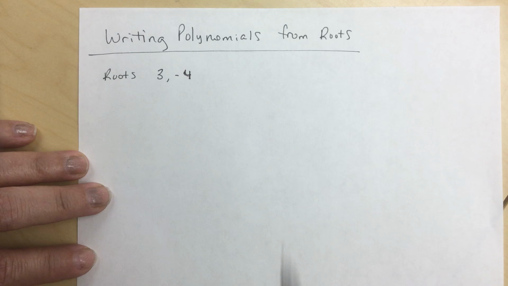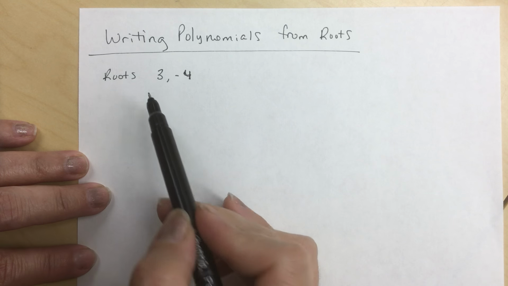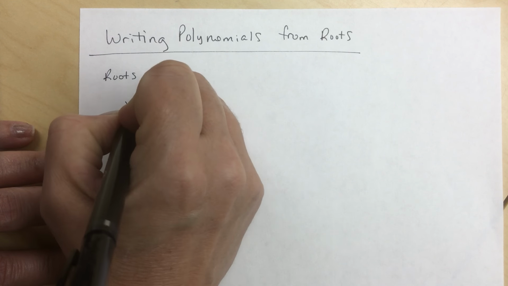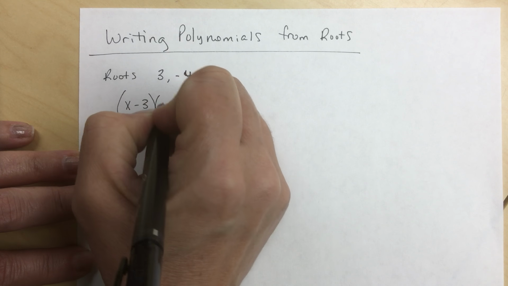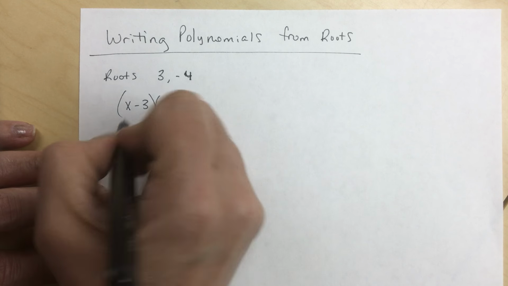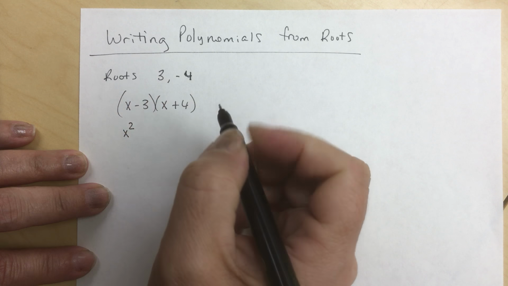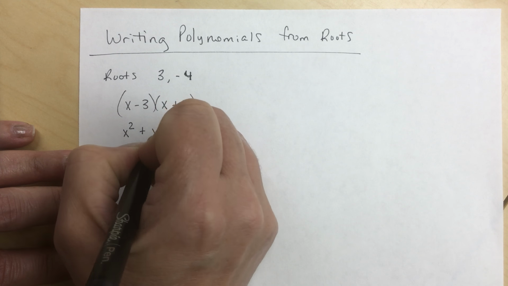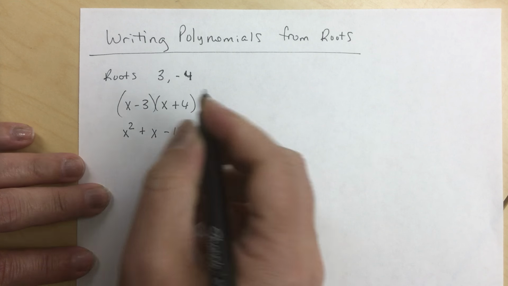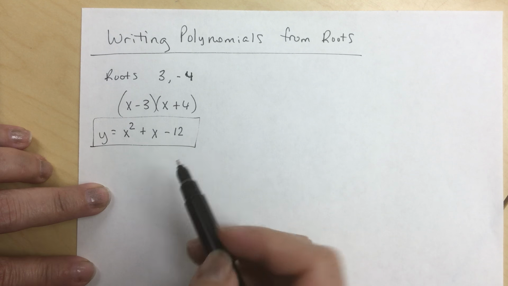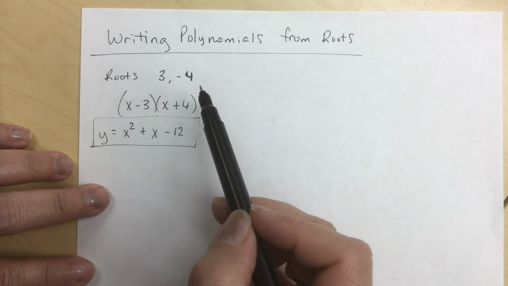In this video, I'm going to show you how to write polynomials when you're given the roots. So if you know you have roots of 3 and -4, then you have factors of x minus 3 and x plus 4. Then you multiply that together and it gives you x squared, then there would be a minus 3x and a plus 4x, so plus 1x minus 12. So y equals that. That would be the polynomial that would cross at positive 3 and -4.